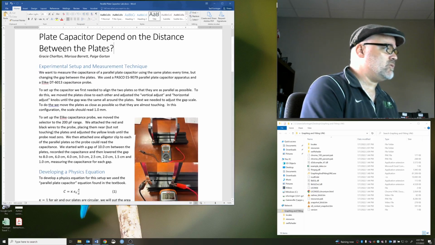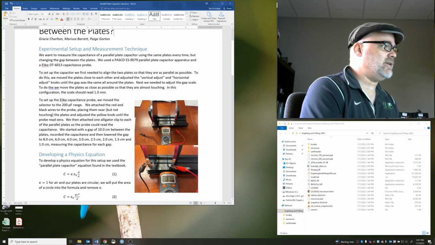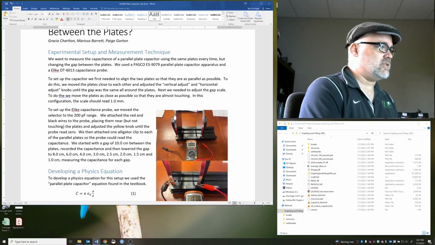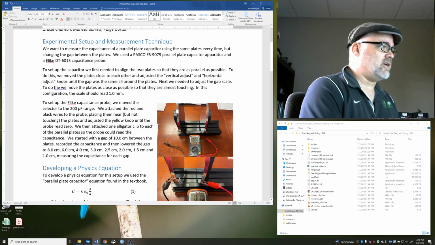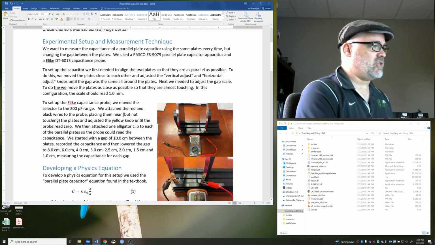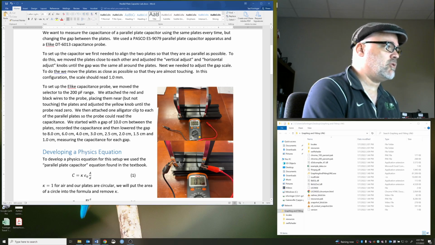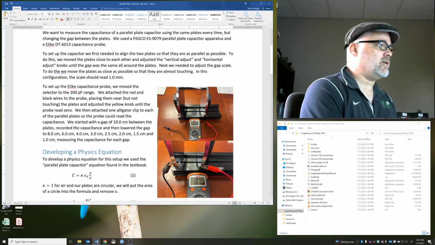For this lab, we used the Pasco parallel plate apparatus. It consists of two 7-inch diameter plates that can be slid back and forth to change the gap. And we also used a relatively cheap capacitance probe. So you can sort of see the setup here.